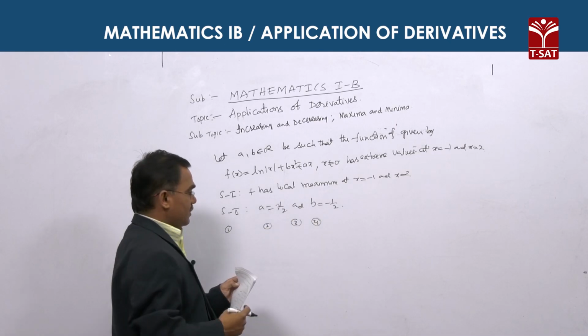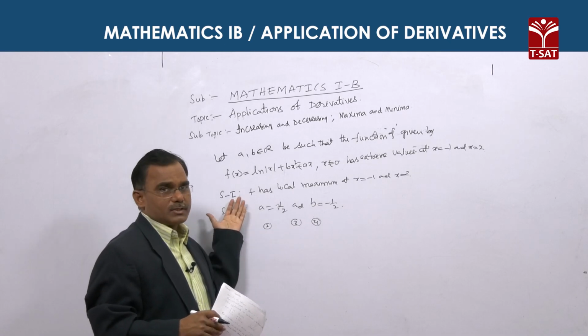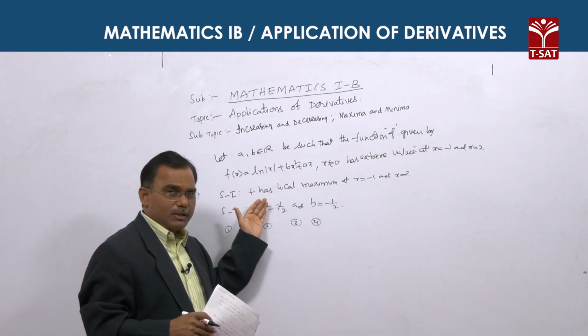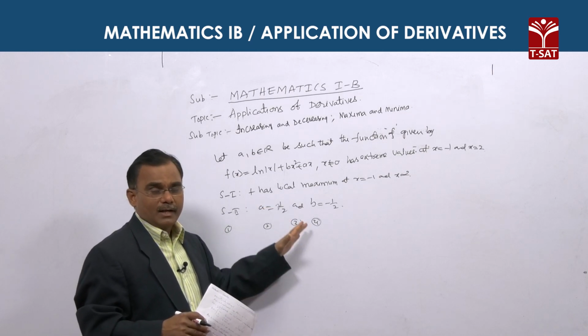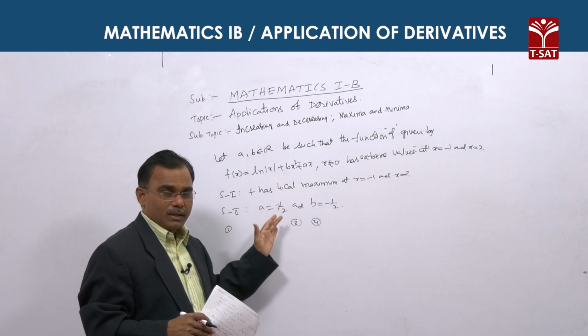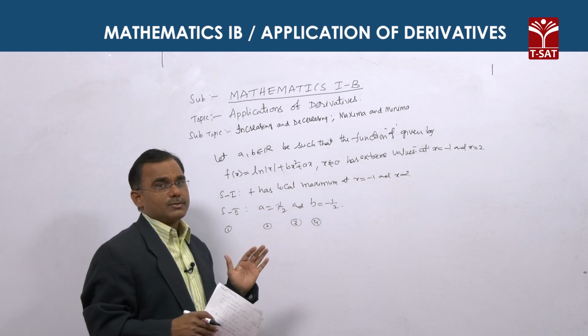The first is: statement 1 is true, statement 2 is true, statement 2 is the correct reason for statement 1. Second: statement 1 is true, statement 2 is true, statement 2 is not the correct reason for statement 1. Third: statement 1 is true, statement 2 is false. And fourth: statement 1 is false, statement 2 is true.